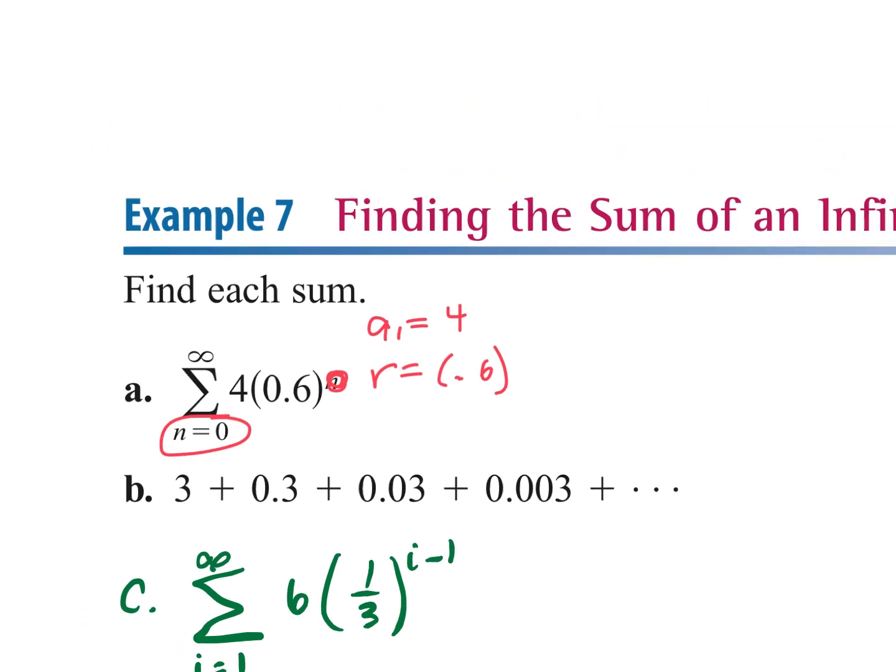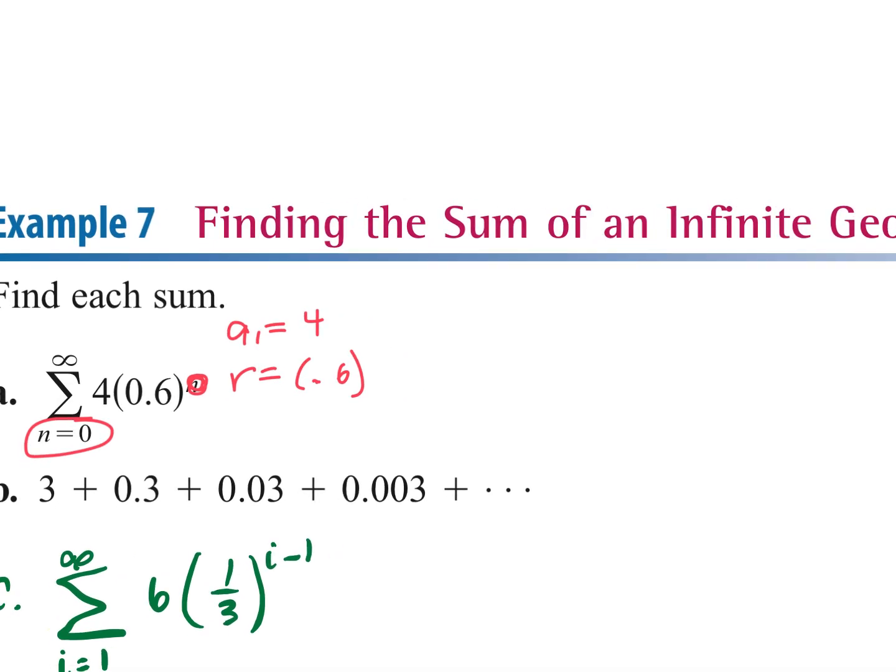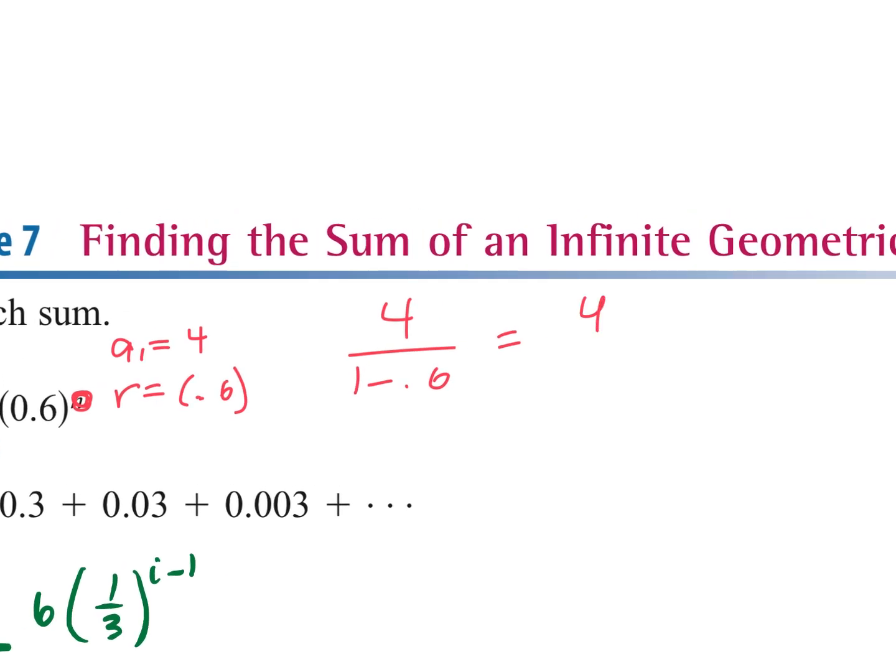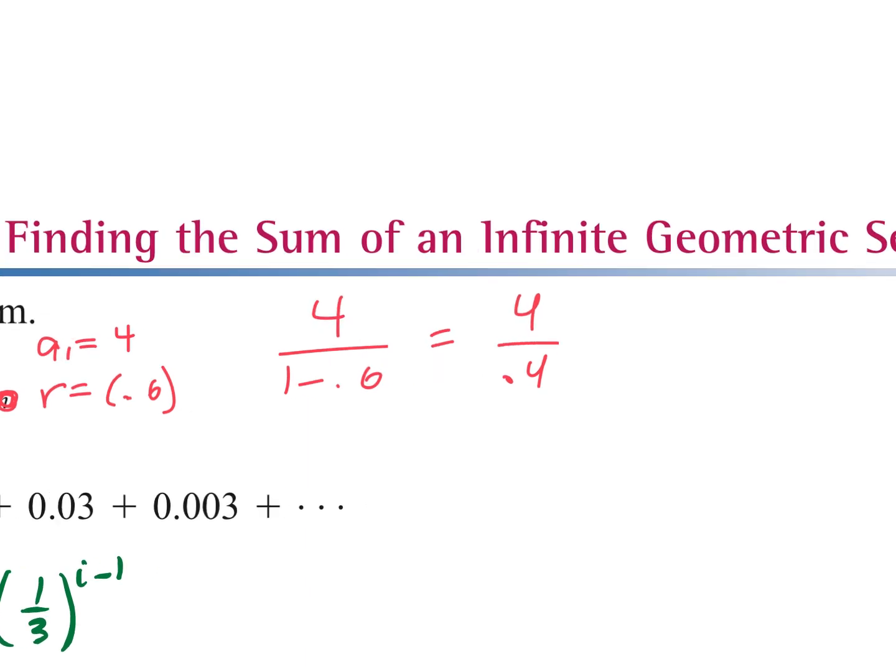So now I'm going to take that information and I'm going to plug it into the formula. What is the formula? What do I put in the numerator? 4 over what? 1 minus 0.6. So what's 1 minus 0.6? So it's 4 over 0.4. Do that in your calculator. What's 4 divided by 0.4? There you go.